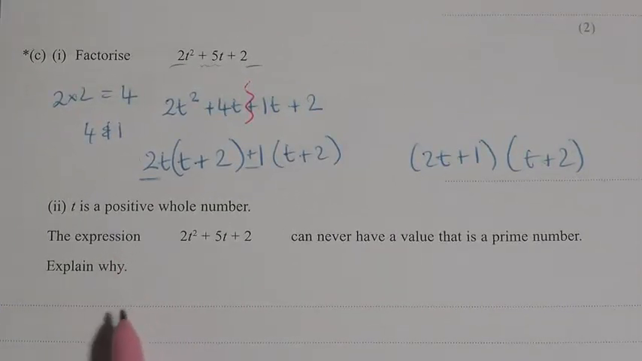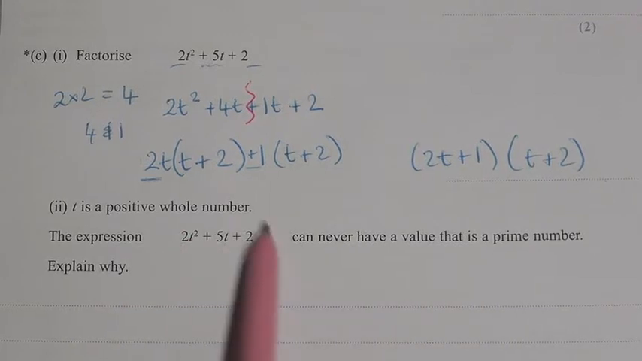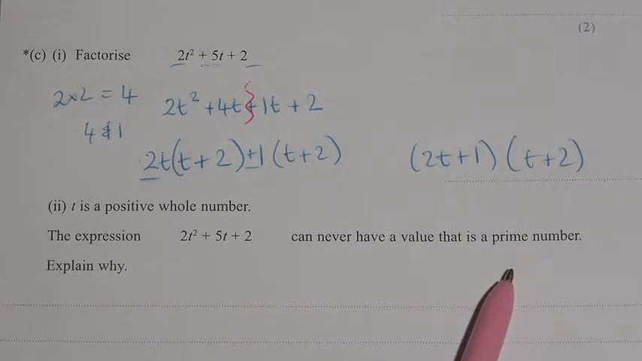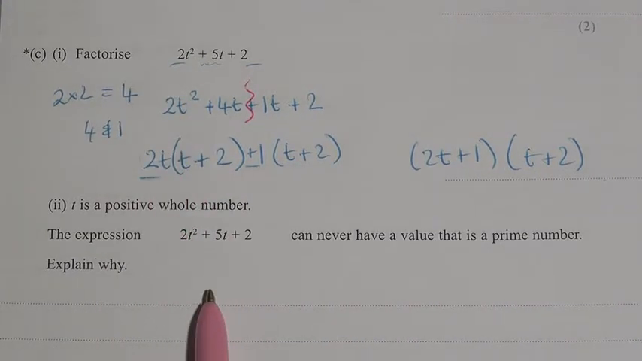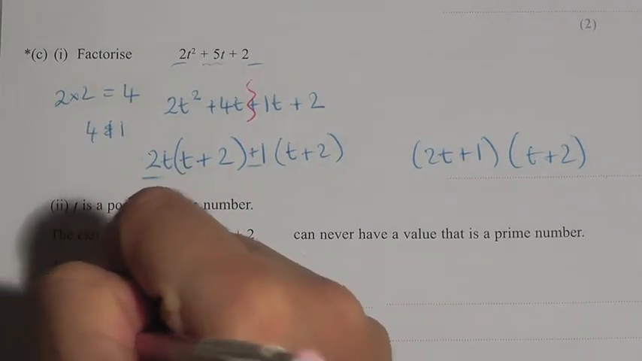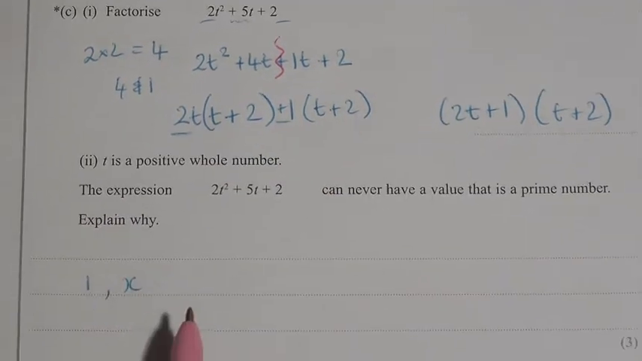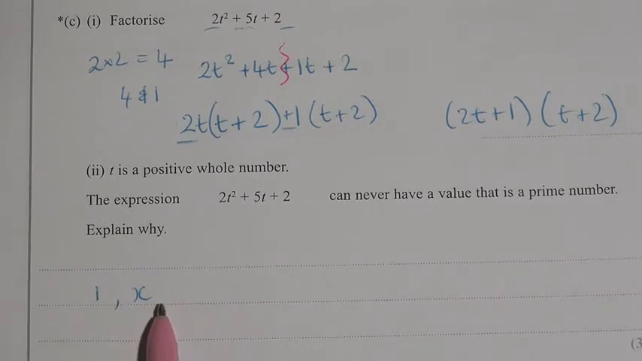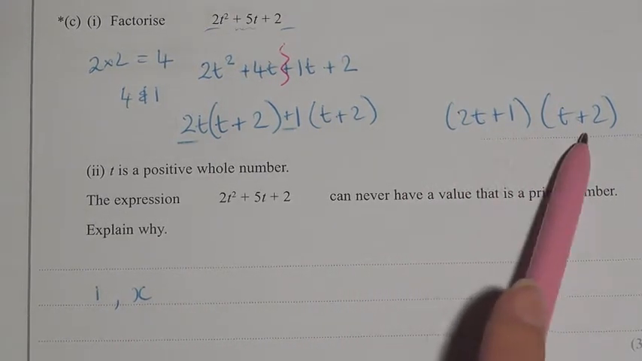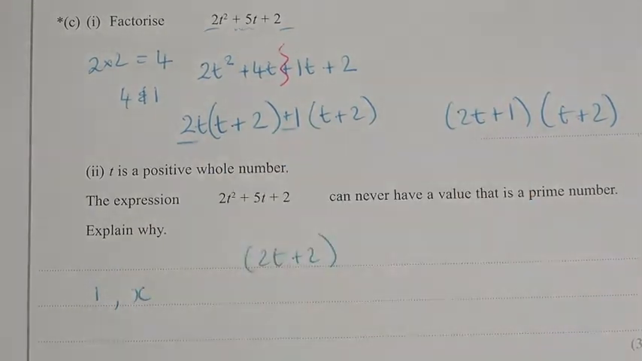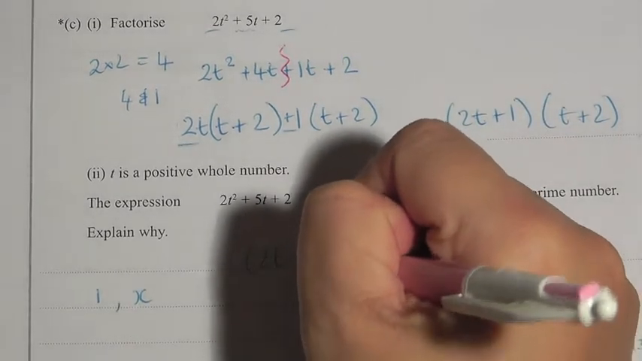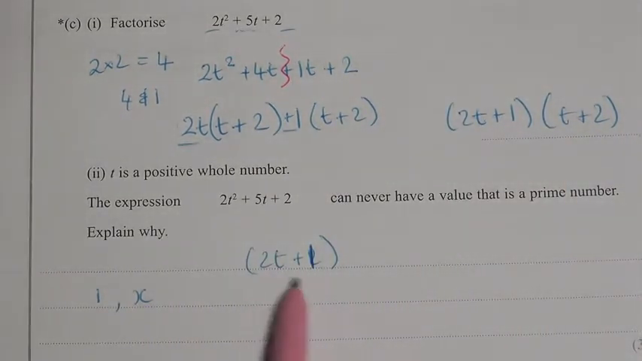For the second part of this question, you're asked to explain why this expression can never have a value that's a prime number. This is the expression that you have just factorised. So think about prime numbers. Prime numbers have 2 factors, 1 and themselves. They're the only 2 factors that they can have. So if we look at our factorised version here, one of our factors is going to be, sorry, I've written plus 2. One of our factors is always going to be bigger than 1 because we're adding 1 to it.